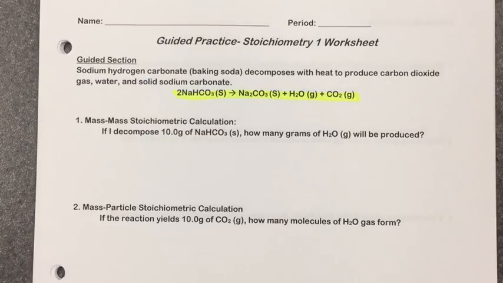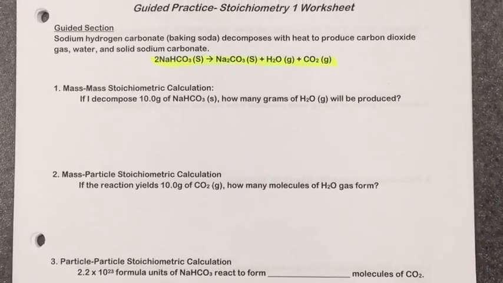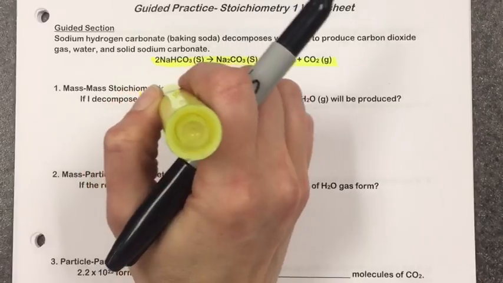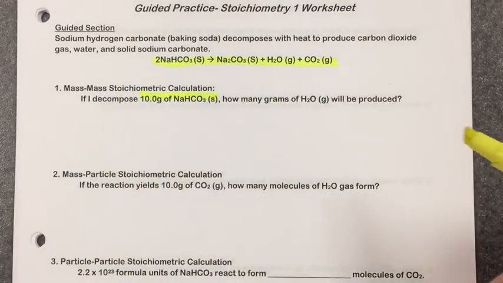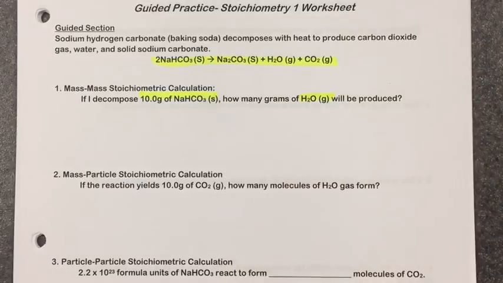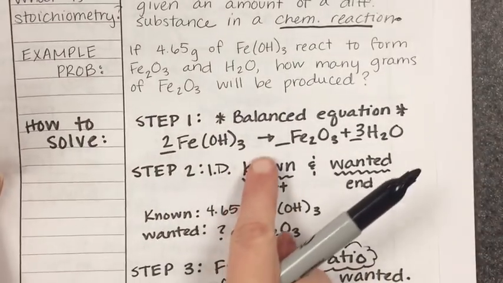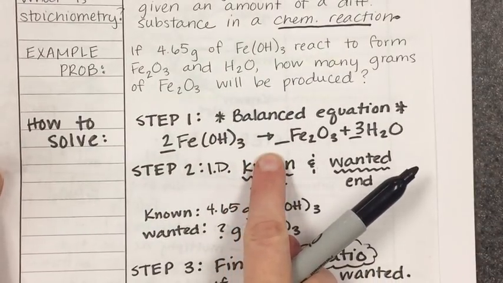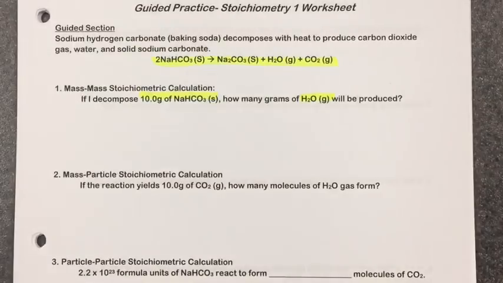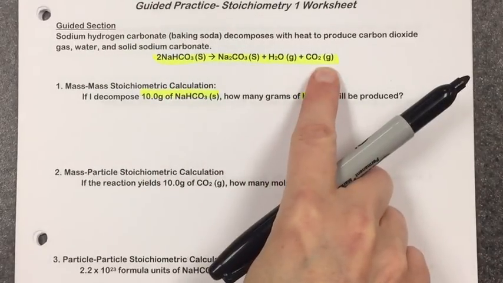So looking at this, the first type of problem is a mass-to-mass stoichiometric calculation. If I read the problem, it says if I decompose 10 grams of NaHCO3 solid, how many grams of H2O gas will be produced, okay? So the first step in stoichiometry, which we went over today, was to make sure that you have a balanced chemical equation. Okay, and we already do for this one. It's been provided to us.